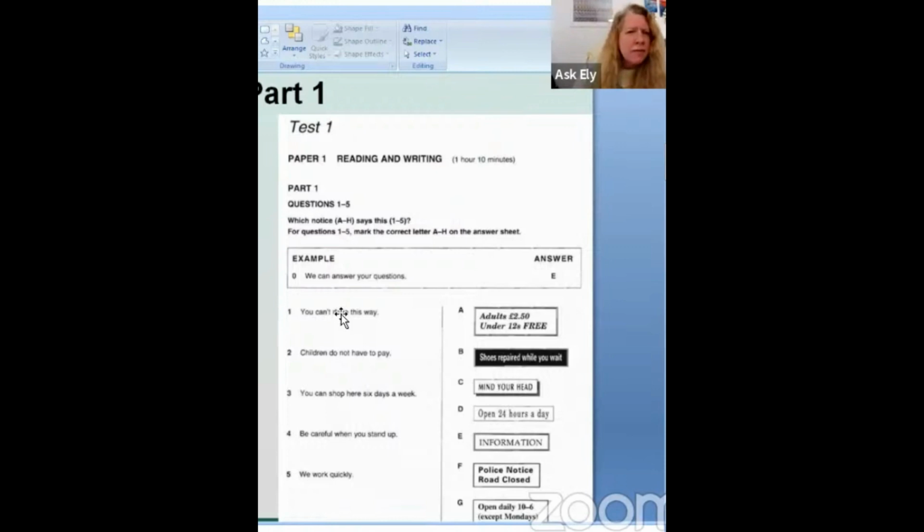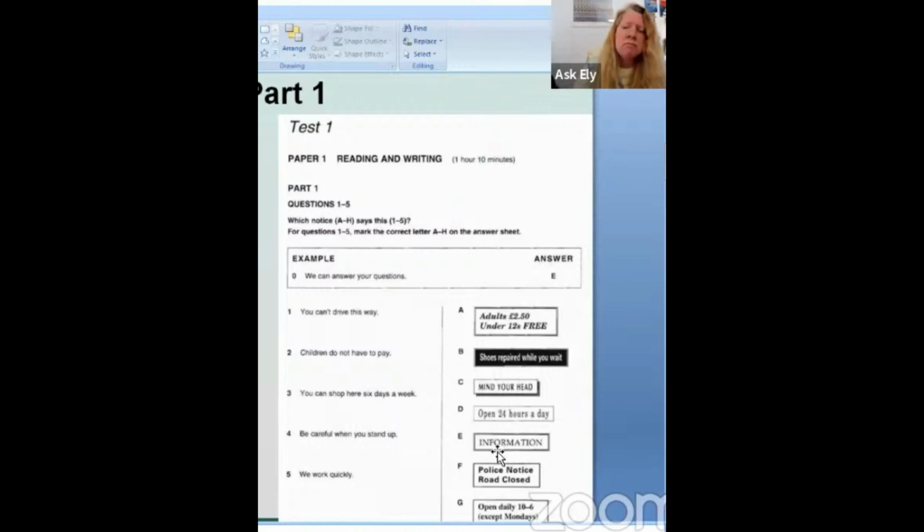And when you drive in a what? A car, truck. And what do you drive on? What's the thing that you drive on? Your car is on the road or street. So these are words you're going to look for on the right. So the first one is about money. Are we talking about money? No. The second one is shoes. Are we talking about shoes? No. Mind your head. Are you talking about your head? No. Are we talking about open 24 hours a day?